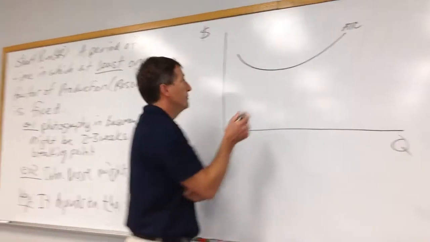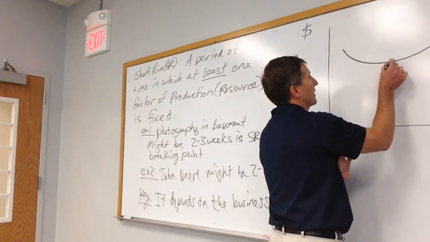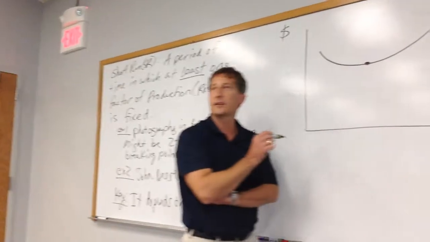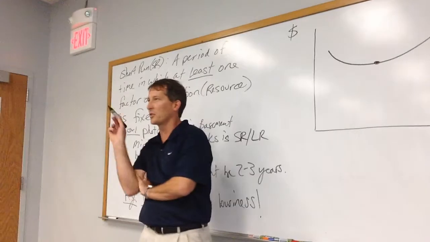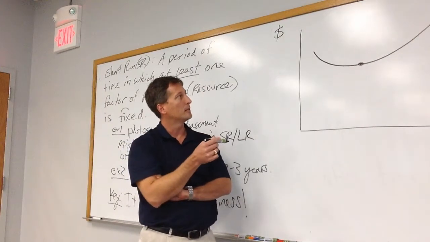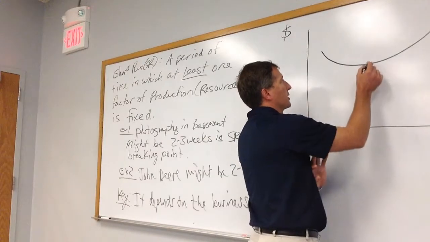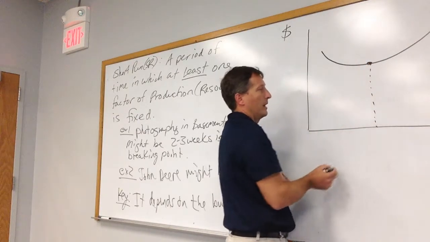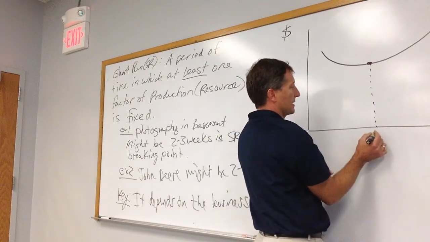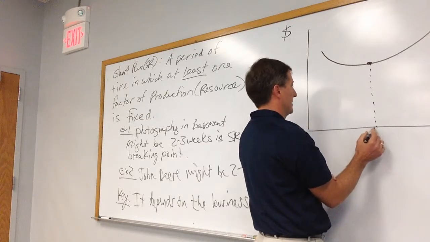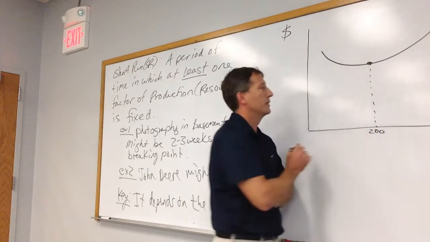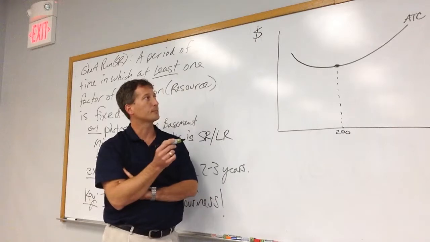Average cost is minimized here. You can go ahead and draw a big fat dot. That turned out to be the spot where the marginal cost curve cut through it. In other words, there's some level of production that is at this minimum point, wherever that is. Let's say it's 200 units of production.